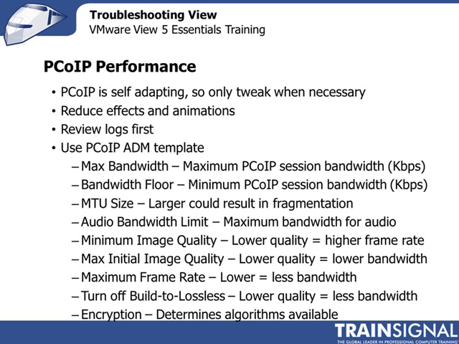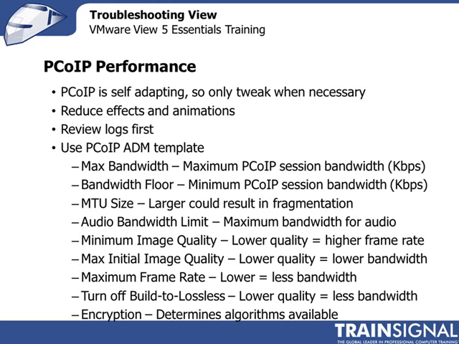You can also set the max initial image quality. By lowering this value, the initial images that are displayed will be lower quality, but will also require less bandwidth to get an initial image to the client. You can reduce the maximum frame rate that PC over IP will provide, which of course will reduce the bandwidth needs. A new feature with View 5 is the ability to turn off the build to lossless feature.